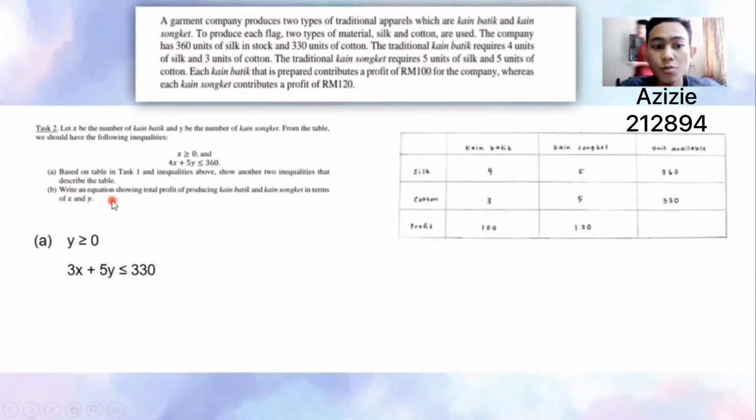Write an equation showing total profit of producing kain batik and kain songket in terms of X and Y. So here is the profit. From here we can conclude that profit is equal to 100 of X, which is 100 for kain batik, plus 120 for kain songket, which is 120 of Y. So profit will be 100X plus 120Y. Okay.